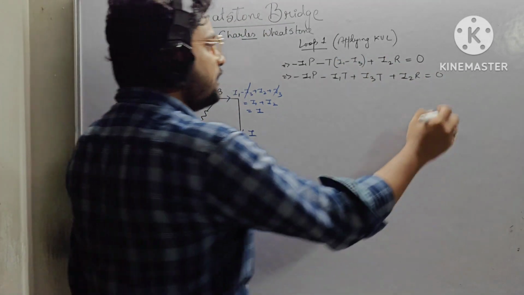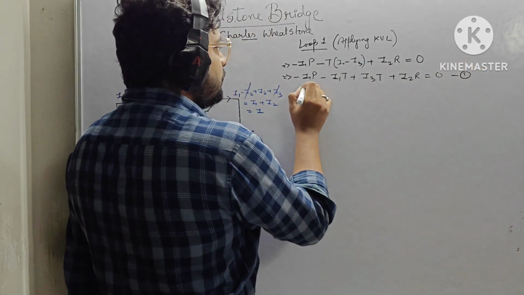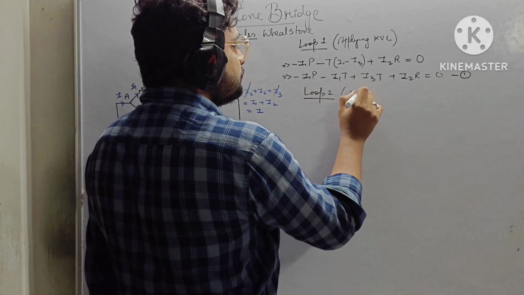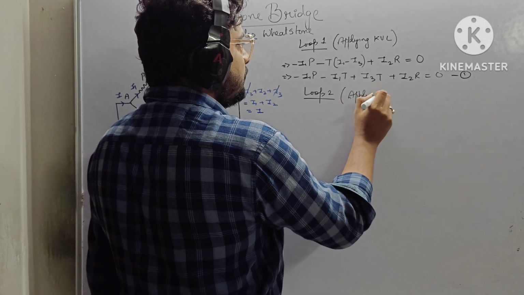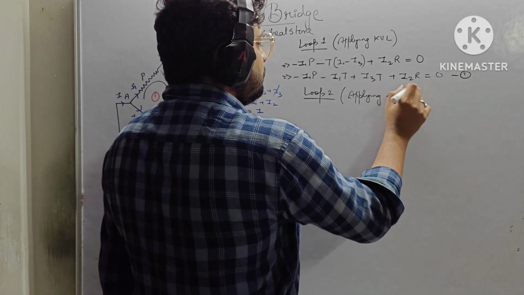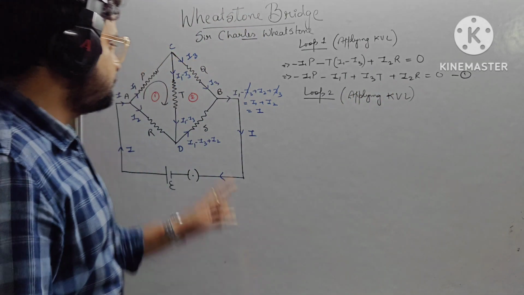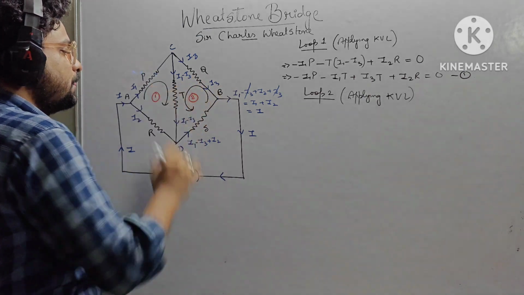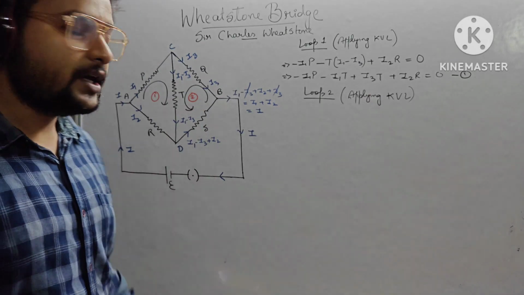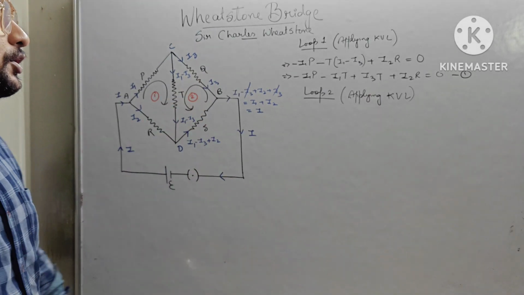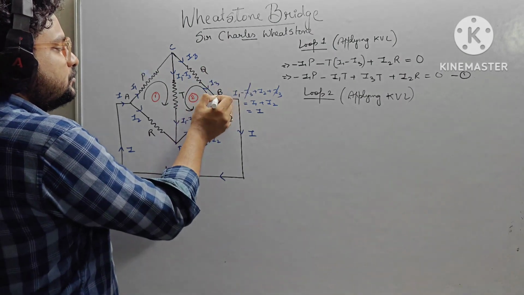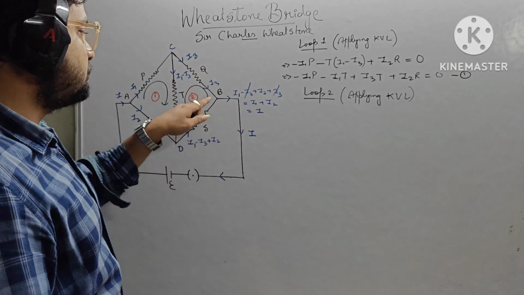This is your equation 1. Okay. Now let's take loop 2, again applying KVL, Kirchhoff's voltage law. So this is your loop 2. Suppose I want to go in this direction. Let us see. Suppose we will start from here.